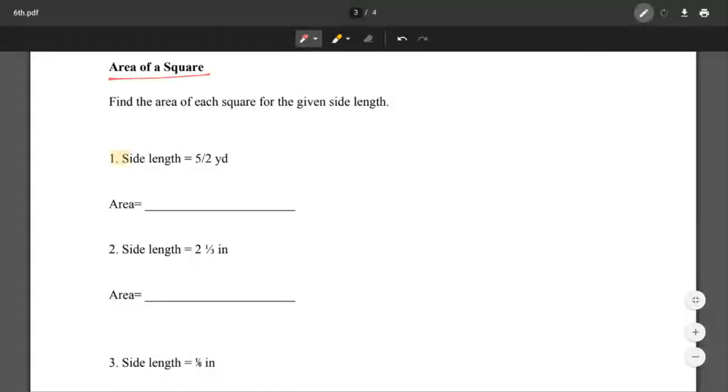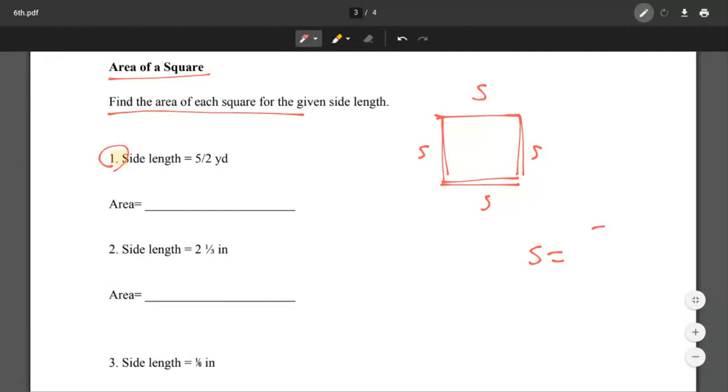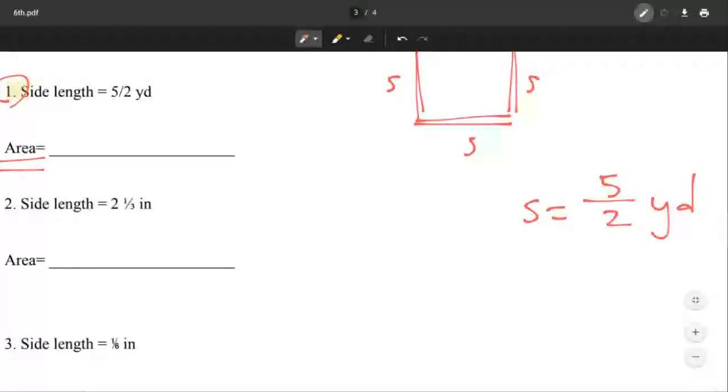So now we have to figure out the area of a square, and we're asked to find the area of each square for the given side length. So before we get into it, we know that a square has four sides with all equal lengths, right? And for number 1, we are given the information that the side length equals 5/2 yards.